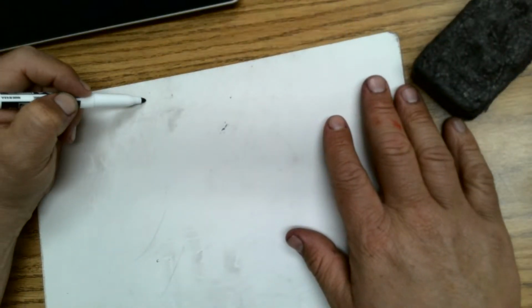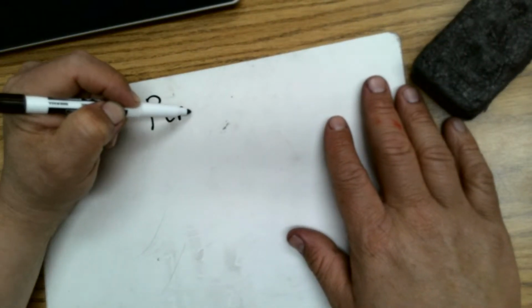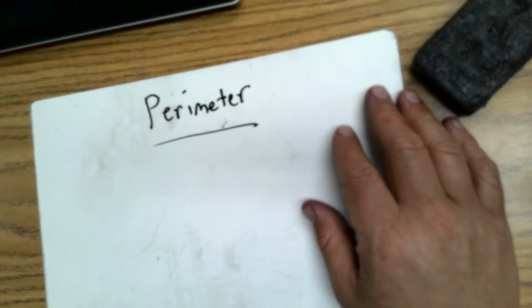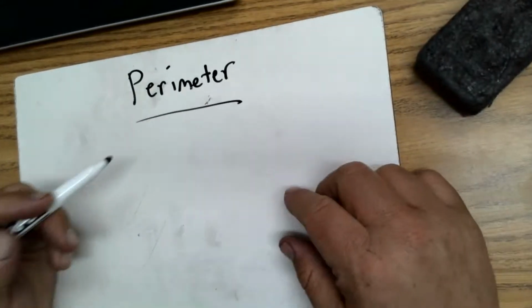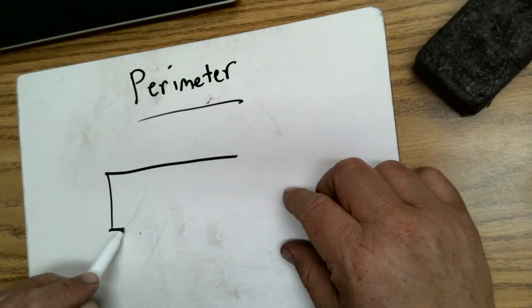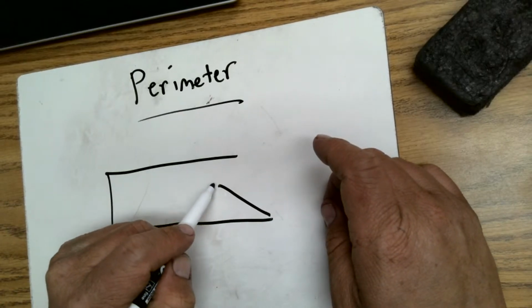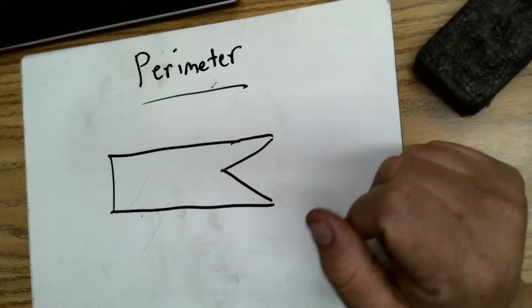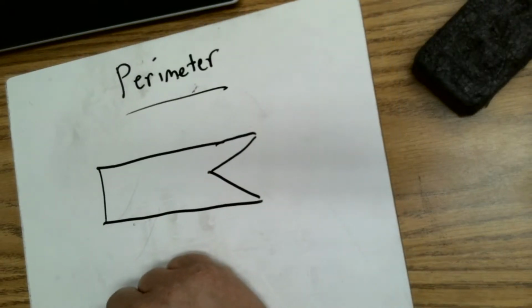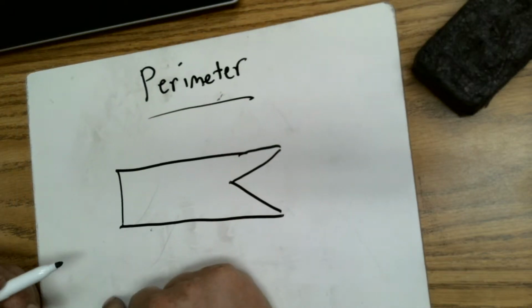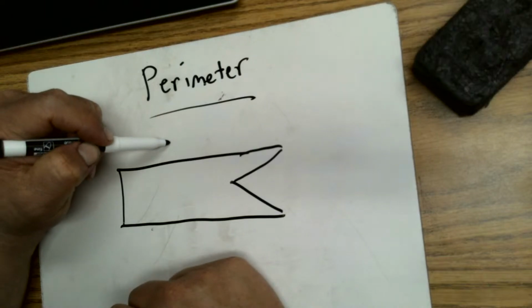The other one that we started to learn before we got out of class is perimeter. How can I find the perimeter to a problem? I'm going to give you a problem like the one on your homework, but we're going to do a different one because we did solve this one in class.